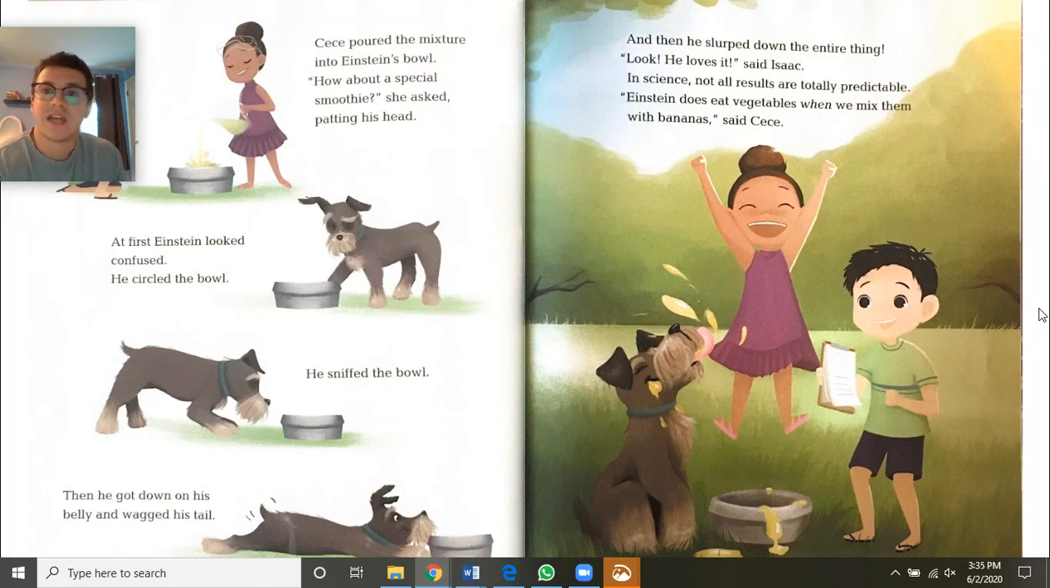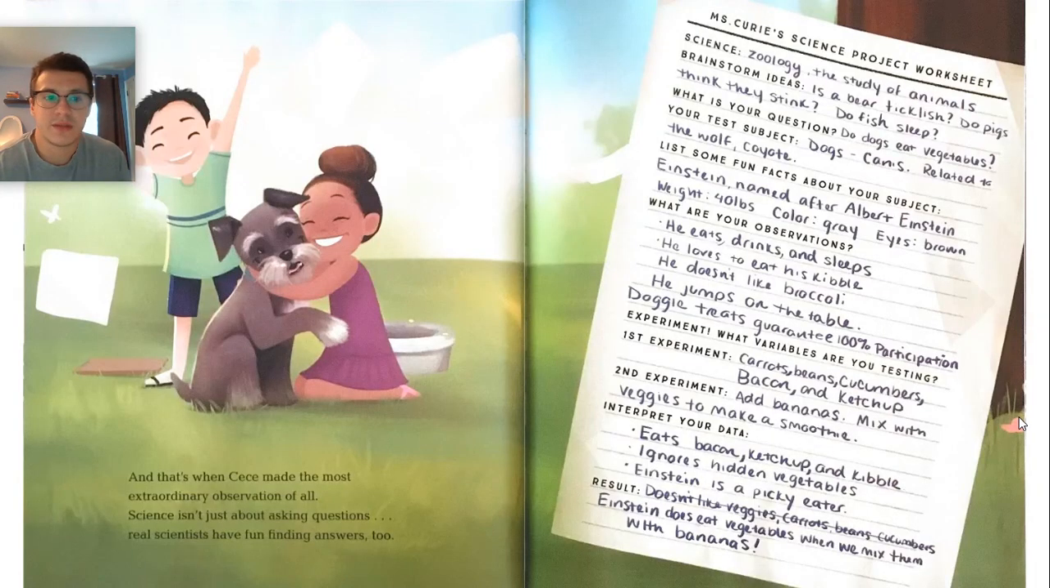In science, not all results are totally predictable. "Einstein does eat vegetables when we mix them with bananas," said Cece. And that's when Cece made the most extraordinary observation of all. Science isn't just about asking questions. Real scientists have fun finding answers too.